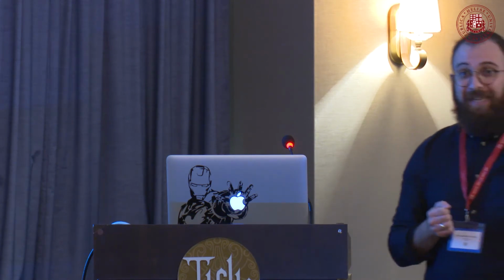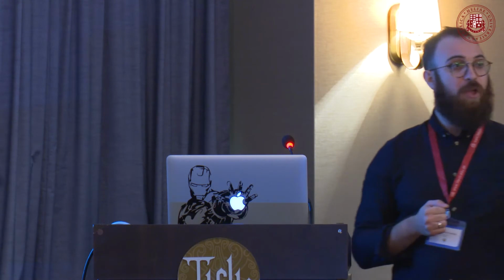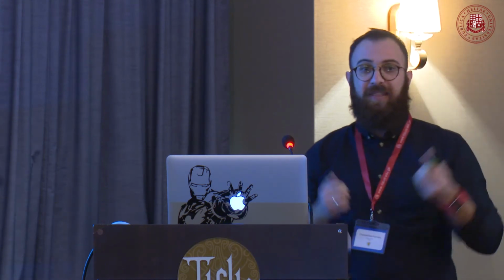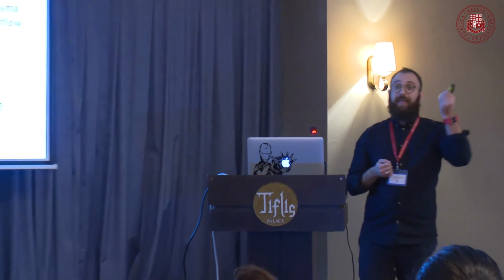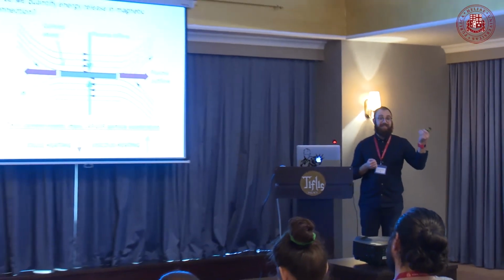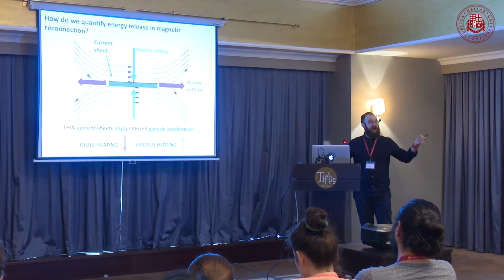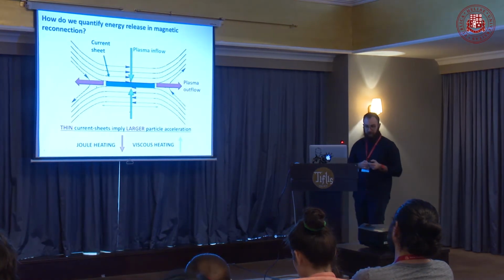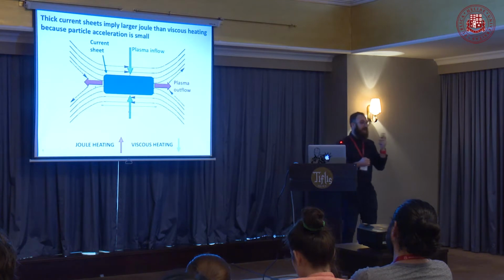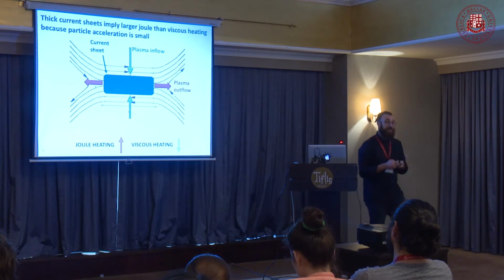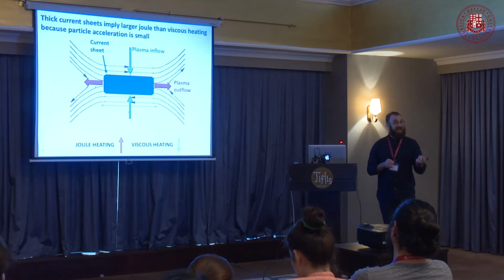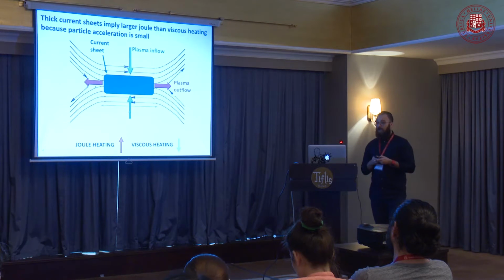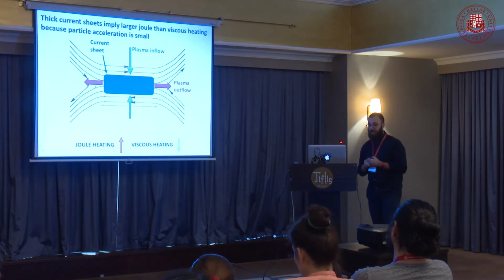Current sheets can be formed in these regions. When these current sheets are thin, then the particle acceleration is large, and a large gradient of velocity is also formed. Therefore, we have viscous heating that dissipates the magnetic energy far away from the reconnection sites. In contrast, when these current sheets are thick, then the particle acceleration is small, and the viscous heating is almost insignificant with respect to Joule heating because the particle acceleration is smaller as well.